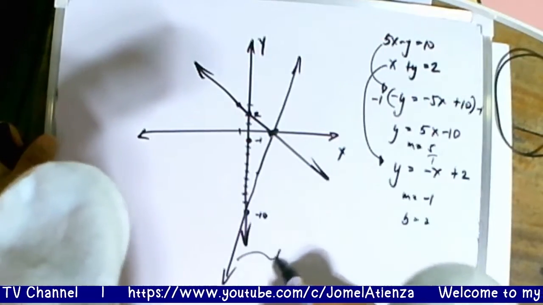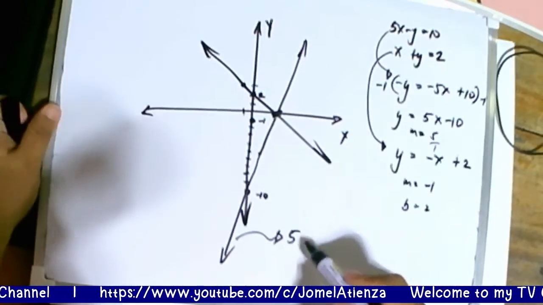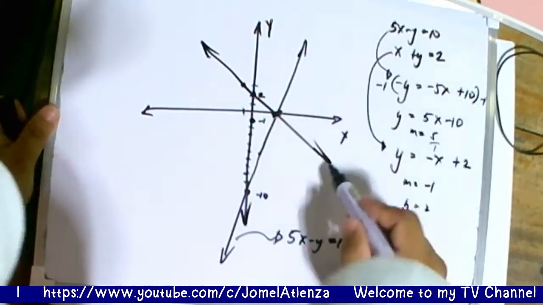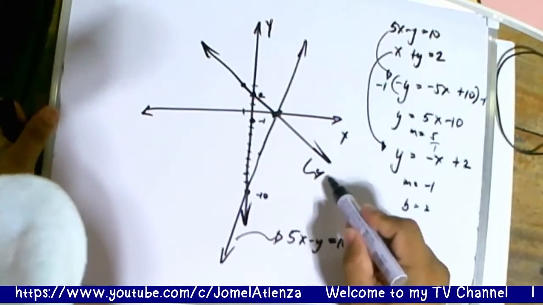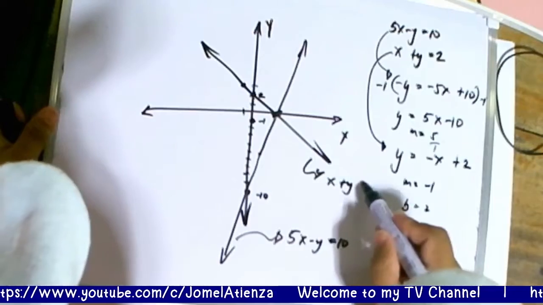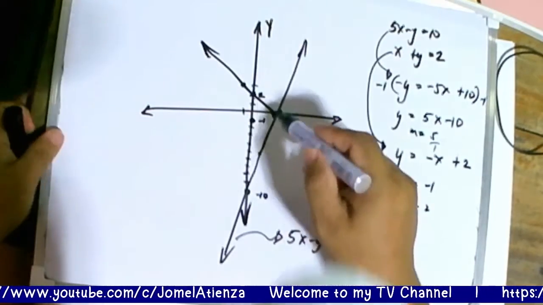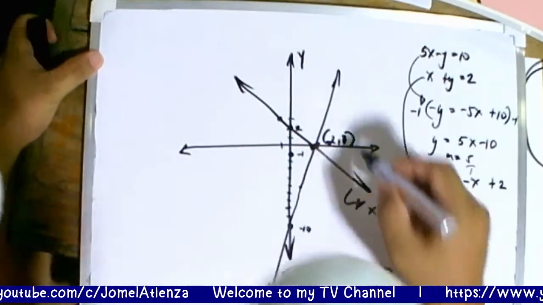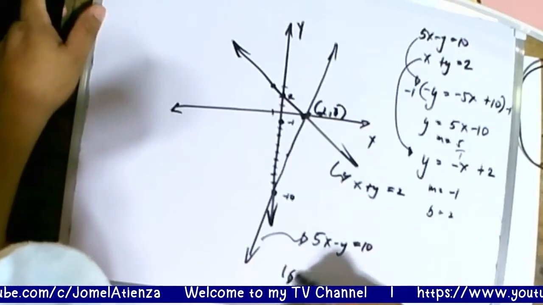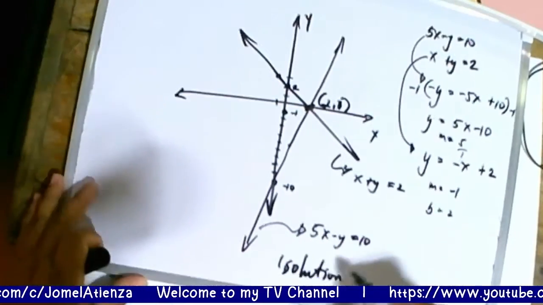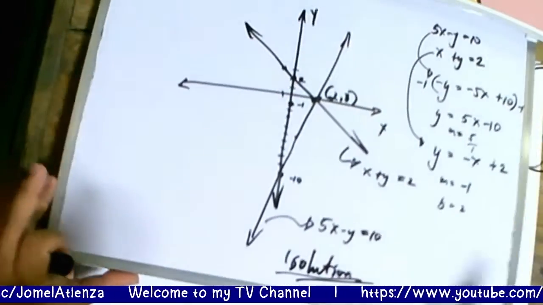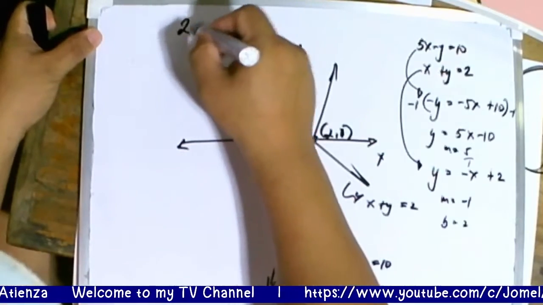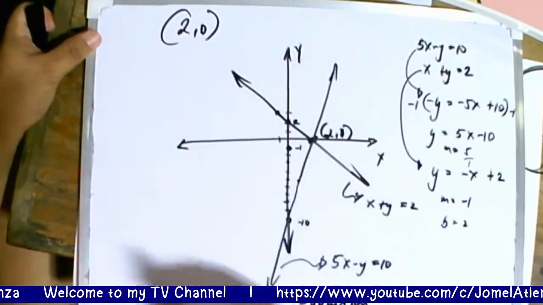Okay, so as you can see, the point of intersection. So, once again, ito yung ating graph ng 5x minus y equals 10. Then, ito naman ang graph ng x plus y equals 2. And the point of intersection is 2, 0. So we have one solution. Okay, so one solution lang siya. So, 2, 0 yung ating solution set. Solution set is 2, 0.